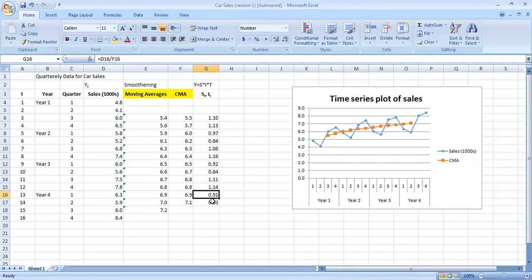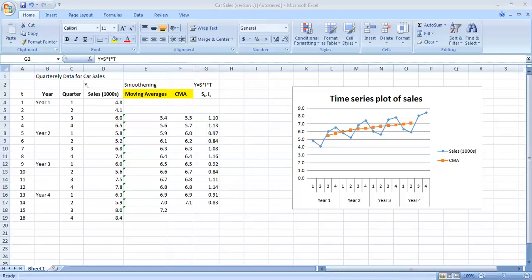Is it clear for everyone? Based on the multiplicative model, we know that sales values equal seasonality times irregularity times trend. Here we have come up with the trend values. Here we have the sales value. So when you divide sales values by the centered moving average, or the trend, you are getting this SI. Is it clear? Now there is something that you should know.